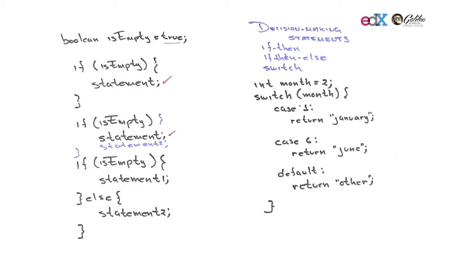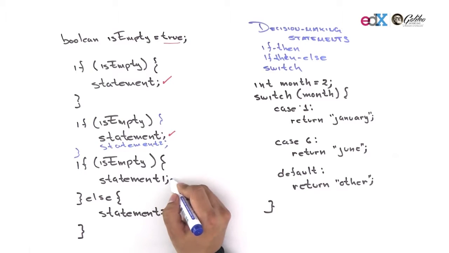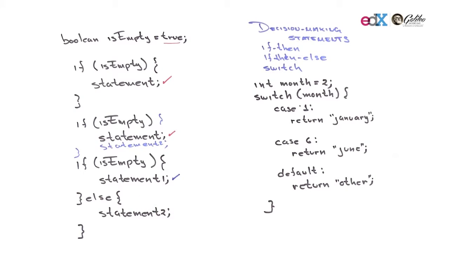The other form, the second form, is if then else. If we have the sentence if and we're evaluating this expression is empty, if this expression is true, the statement 1 will be executed. Else, in case that is empty is not true, is false, the statement 2 will be executed. In our example, statement 1 will be executed. If is empty for some reason was false, only the statement 2 will be executed.